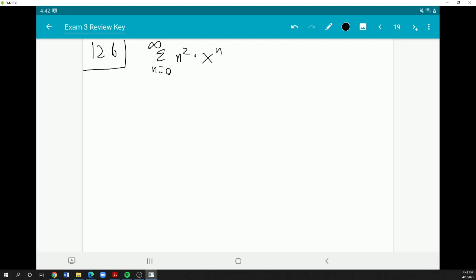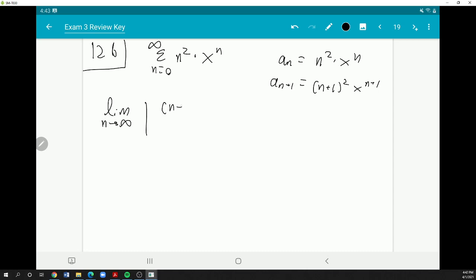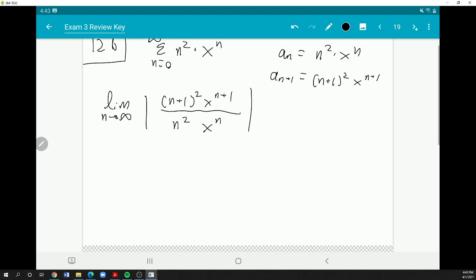Ratio test doesn't make sense here, so let's use the limit as n goes to infinity. a_n is n squared times x to the n. a_(n+1) is (n+1) squared times x to the n+1. So for once we don't have a fraction: x to the n+1 divided by n squared x to the n.